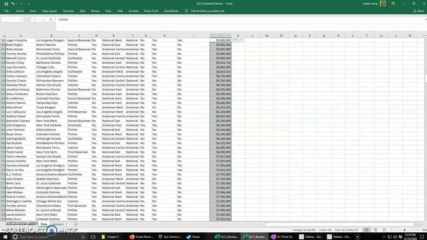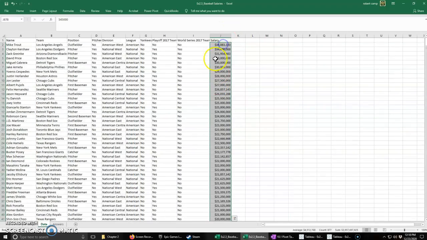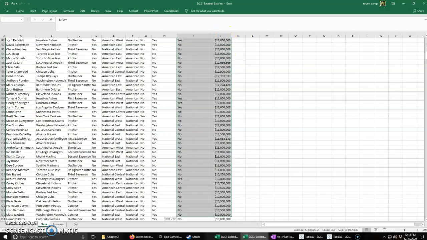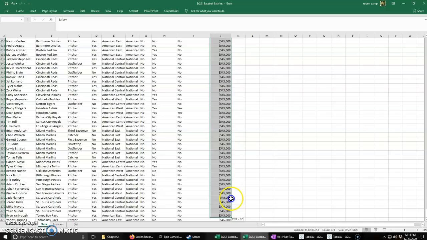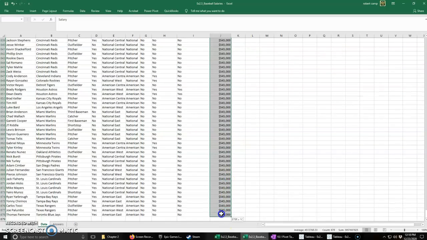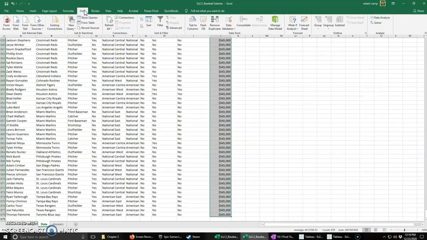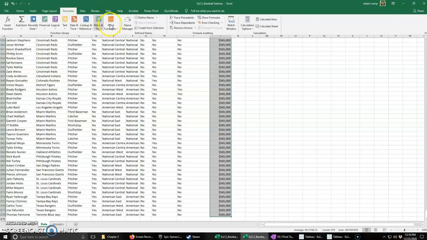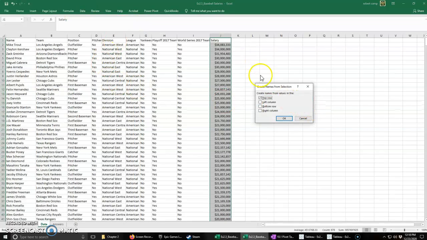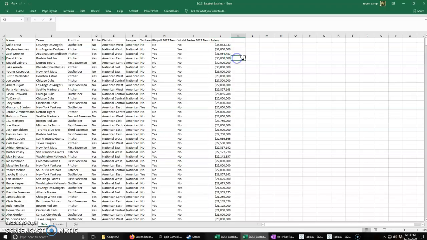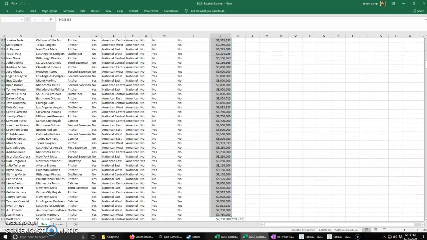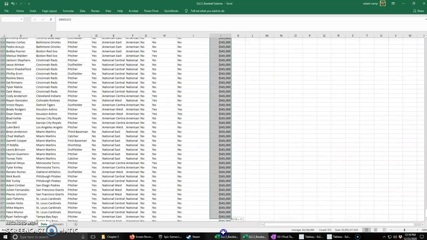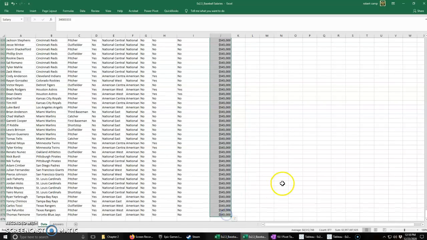I'm going to give this all a name. So I'm going to highlight all of this stuff, including the salary, because we're going to use that salary. I'm going to go to data. And actually, I always screw that up. I'm going to go to formulas, go to create from selection, say top row. And so now if I highlight all this, you'll see that it's given that name salary because it took it from that top thing. See up here, it says salary.